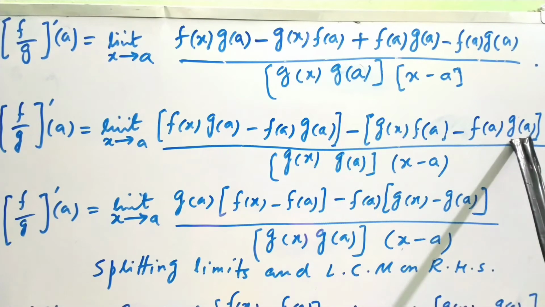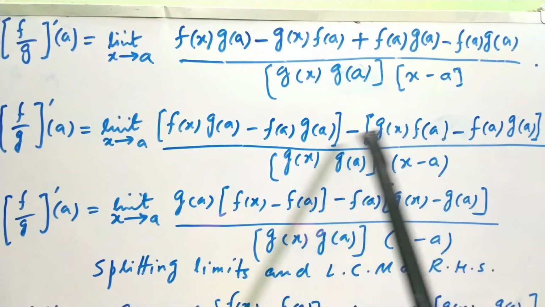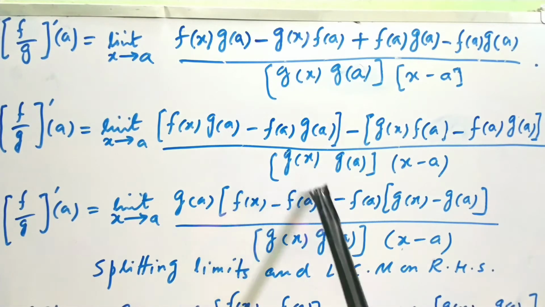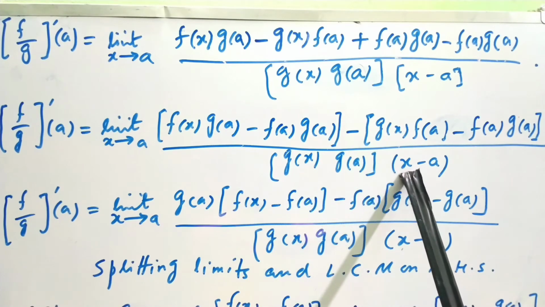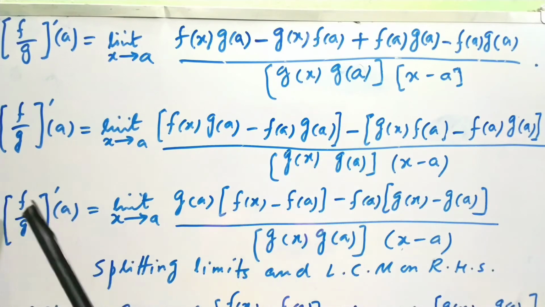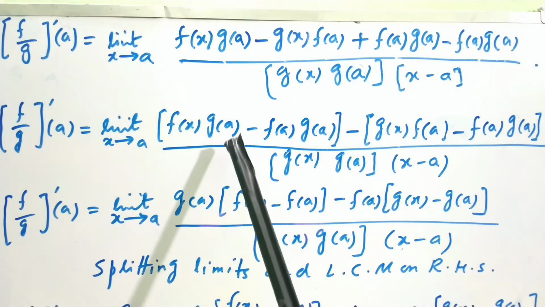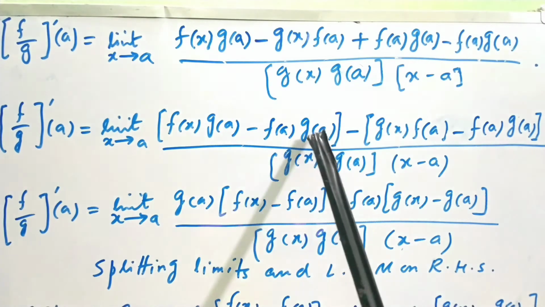So f of x into g of a. We have separated and made two pairs of four values. So g of x into g of a, x minus a will be the numerator. What will happen in the next step? f over g dash of a, limit x approaches to a. If we see this, this is really interesting.